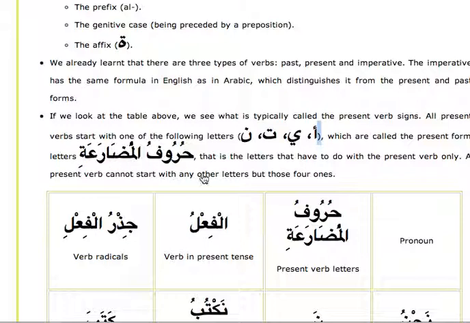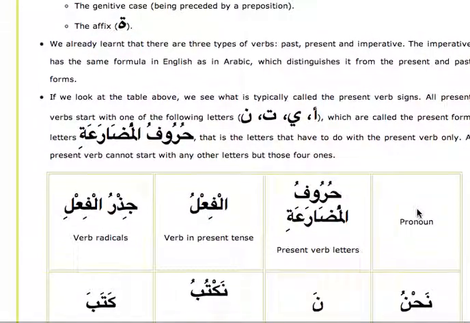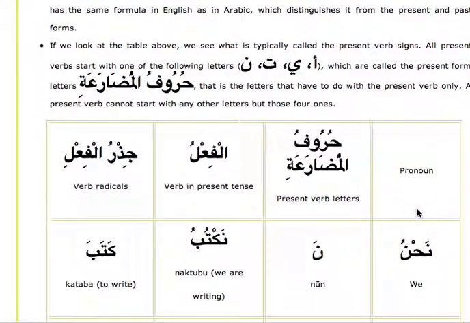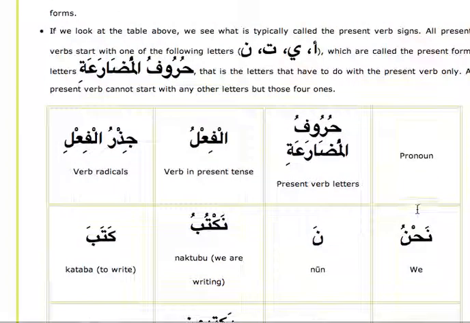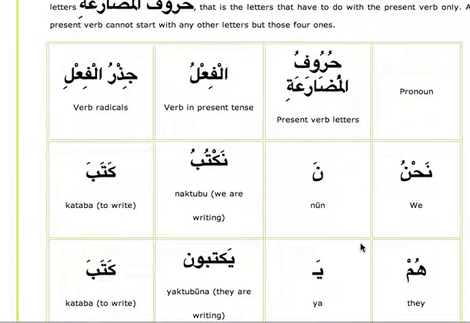حروف المضارع, that is, the letters that have to do with the present verb only. A present verb cannot start with any other letters but those four. I like this. This is like a good formula. It's the first thing you should probably be deriving after seeing this. You're supposed to be doing the examples of them, as we are totally going to do below.